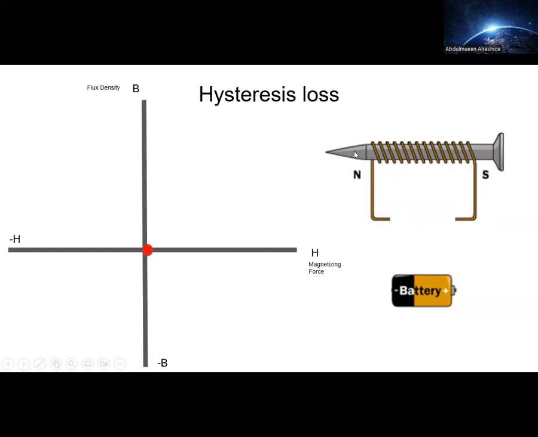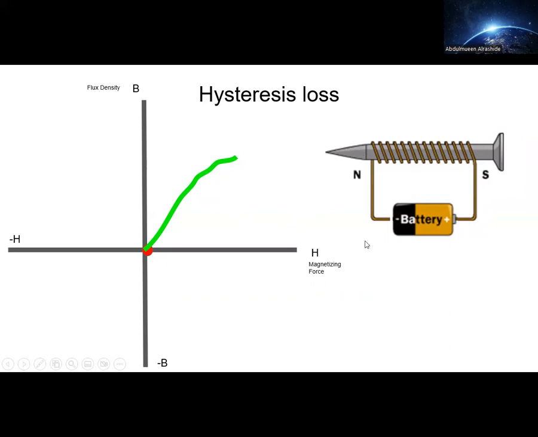Now, at the beginning, the nail has no magnetization in it, so it's not a magnet. But if I connect the battery, the current will flow in the wire, and it's going to build the magnet. Now the current will build, and the nail will be magnetized. It's basically going to be a magnet. If I take off the wire, the magnetism will reduce, but some will remain. It's going to save some energy in it.